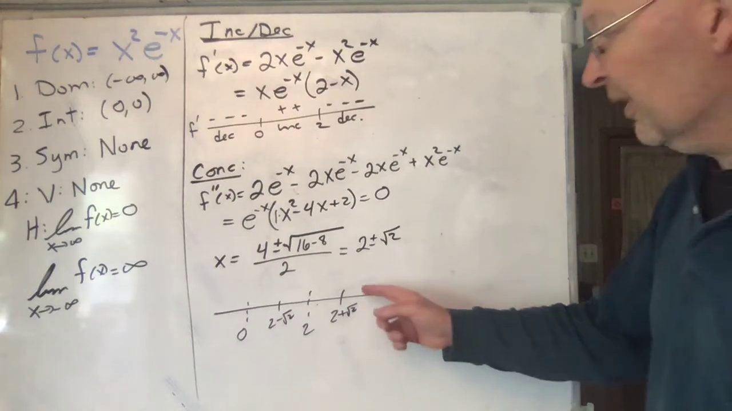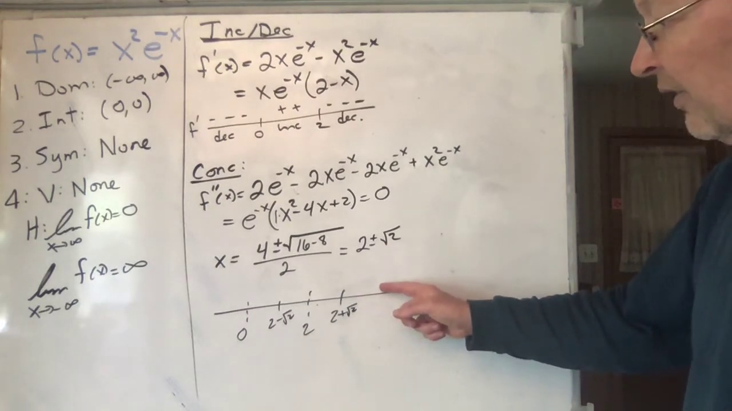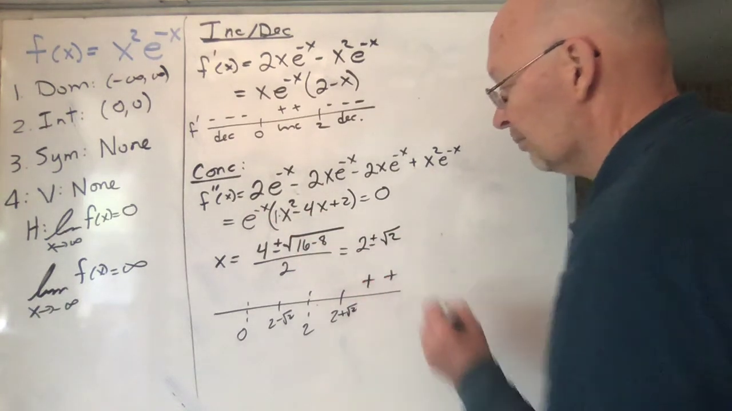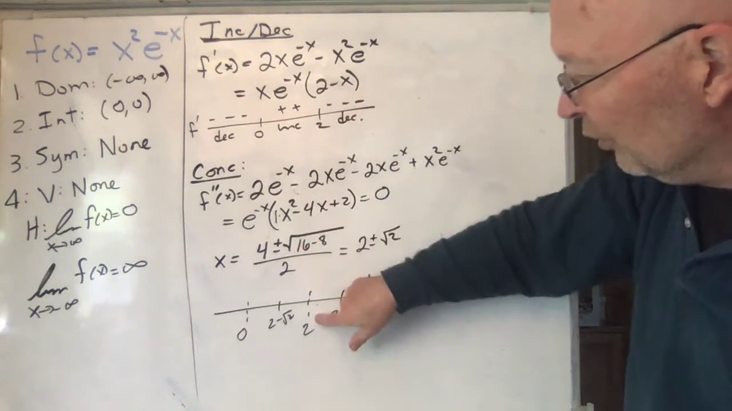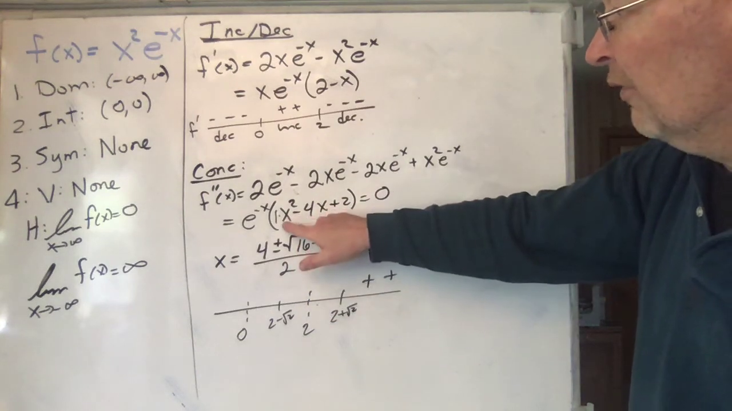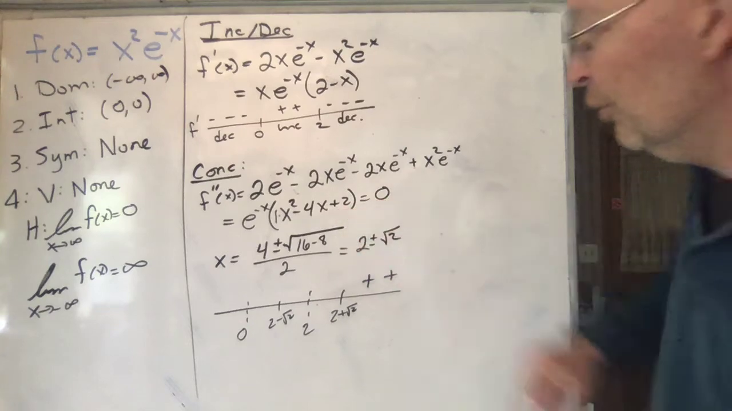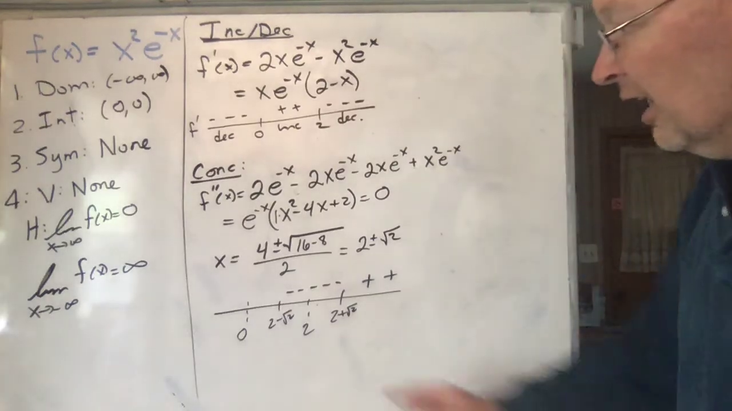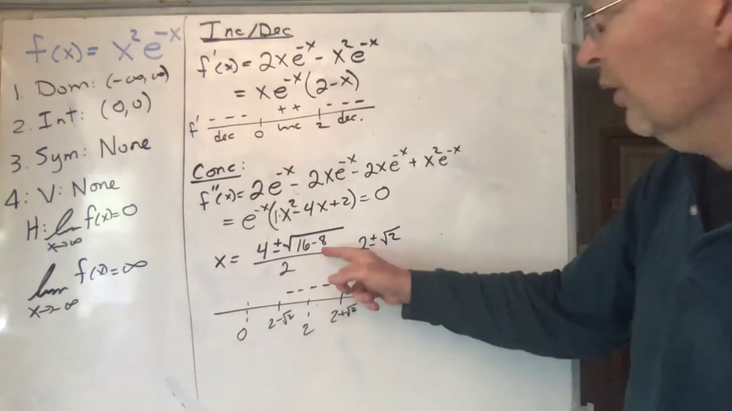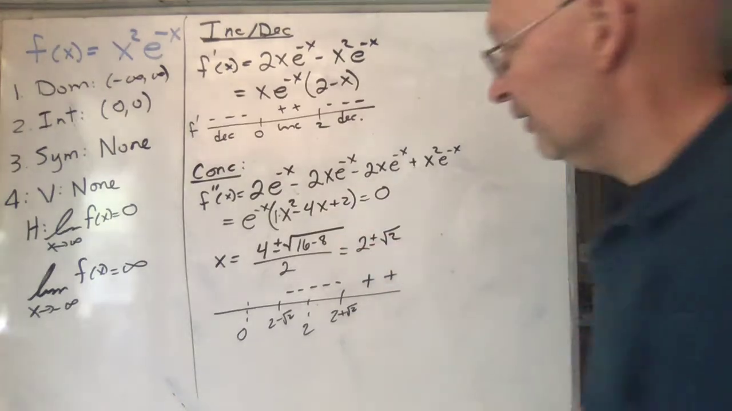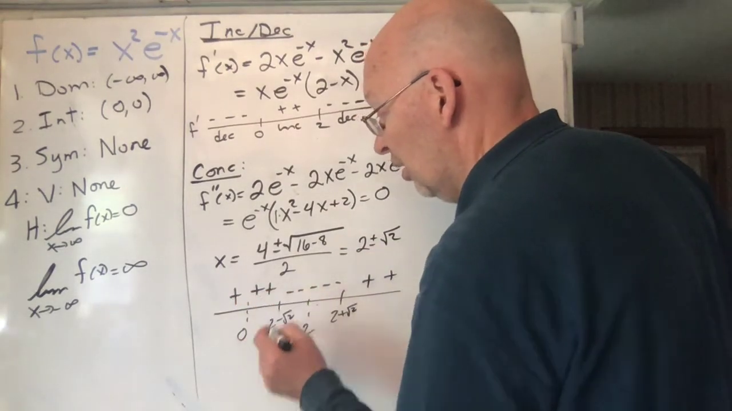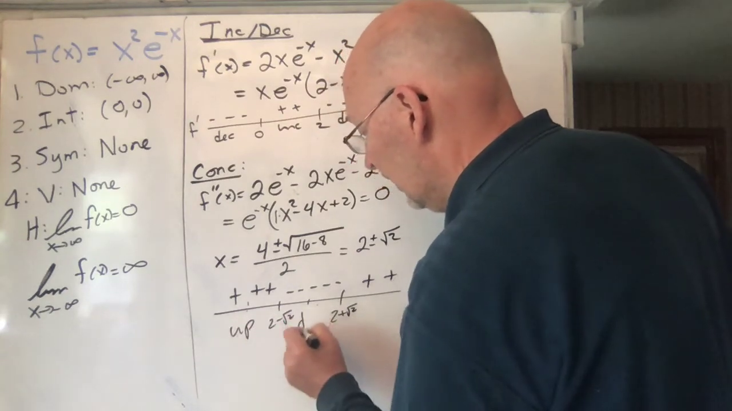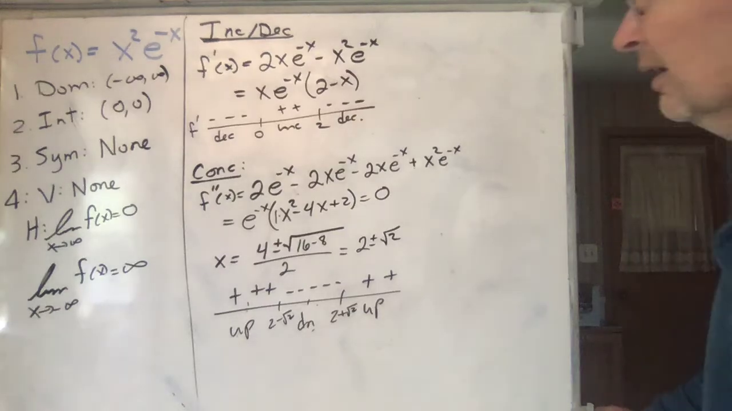So let's stick something in on all sides. If you stick in a really huge positive number here, like a billion, that's going to be positive, positive, everything is going to be positive. Stick in a nice number between these two, such as 2, and what do we get? 4 minus 8 is negative 4, plus 2 is negative 2. So it's negative there. And if you stick in a number over here, such as 0, you're going to be back to positive again. Okay? So it's concave up here, down here, and up there.